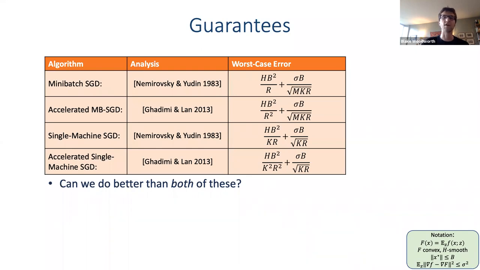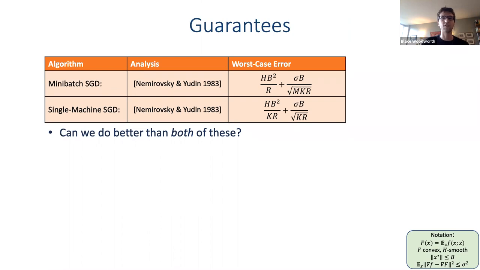I'd actually like to point out here that whether or not we accelerate one or both of these algorithms, it might affect the crossover point, but it doesn't change the fact that neither approach is always better than the other. For this reason, I'm going to focus today on an even easier question, which is whether we can do better than both of these algorithms without acceleration. I just showed you that accelerating either is not enough to dominate both, so a genuinely new approach is going to be needed here to improve upon both of these.